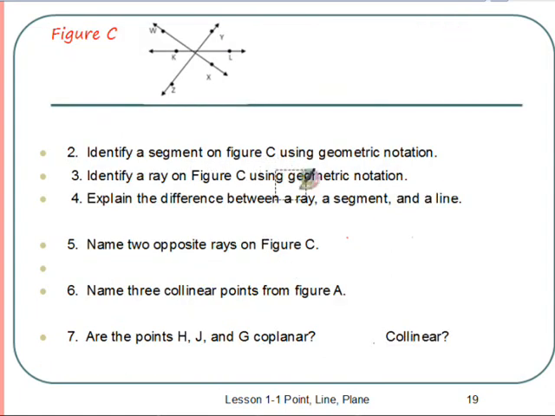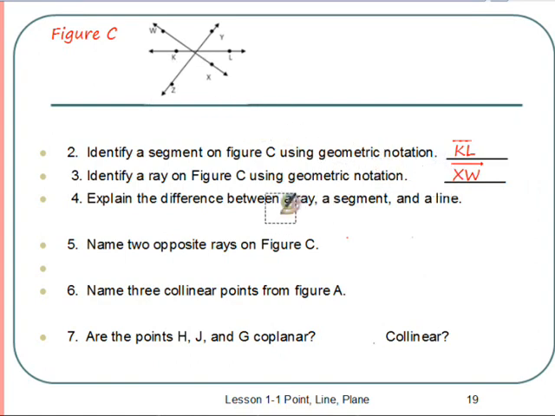Identify a segment on figure C using geometric notation. So for any segment, the important thing is that you write the segment notation correctly. It's not a line. So I chose segment KL, but you could have done WX, you could have done ZY, you could have done LK, just as long as it's a segment, so no errors at the end. Identify a ray on figure C using geometric notation. I chose XW. Again, it doesn't matter which one you choose as long as it's labeled correctly.